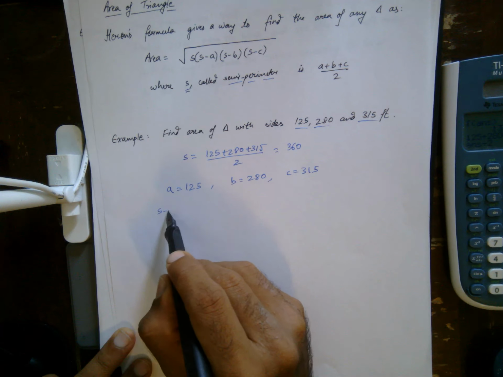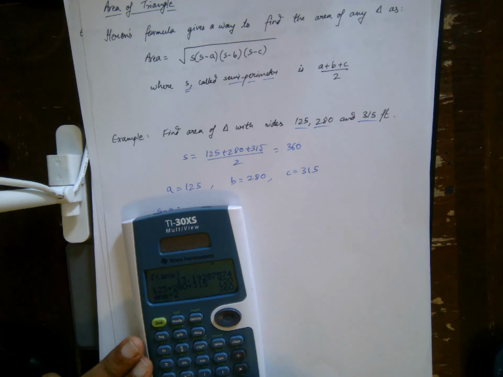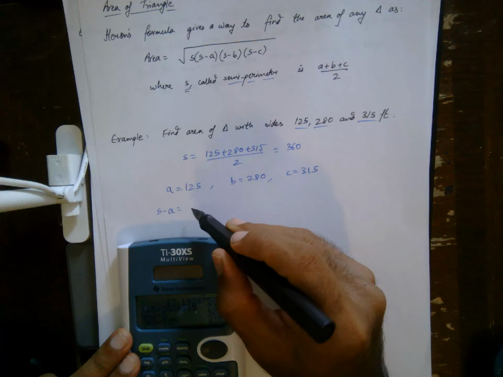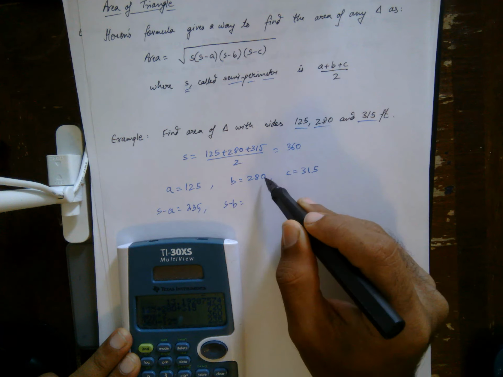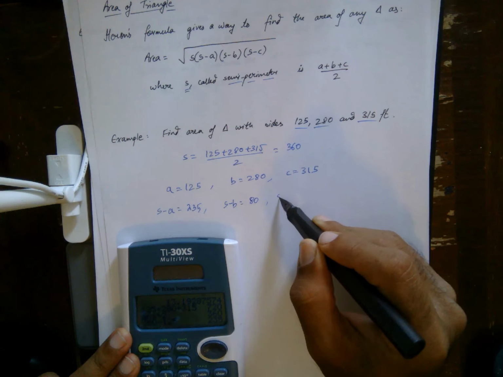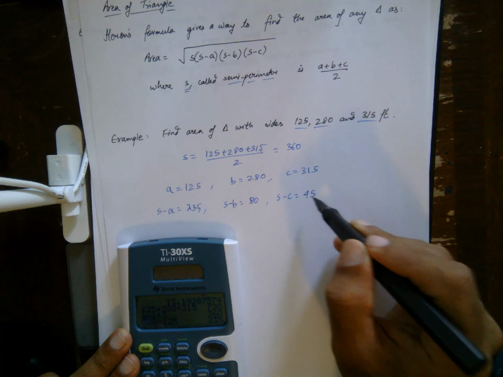So s minus a is going to be 360 minus 125. That's going to be 235. S minus b is going to be 360 minus 280, which is 80. S minus c is 360 minus 315, which is 45.